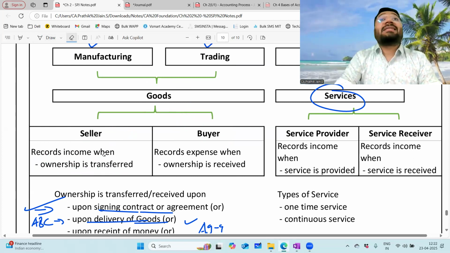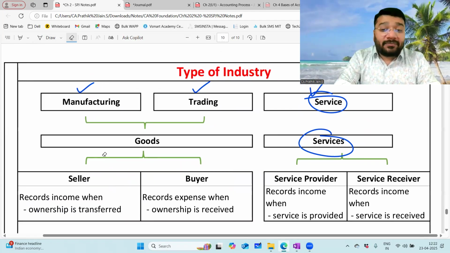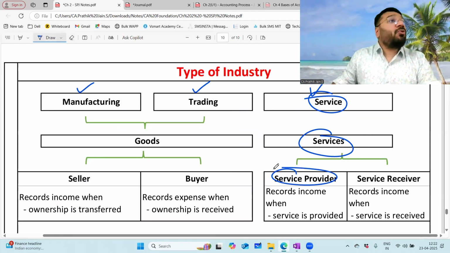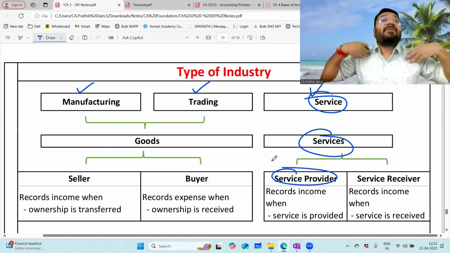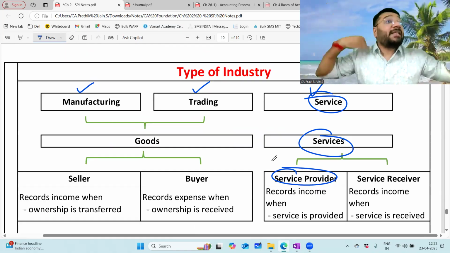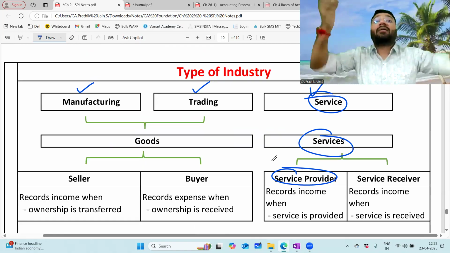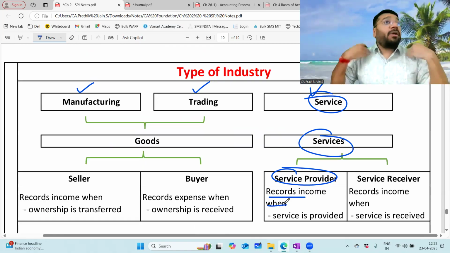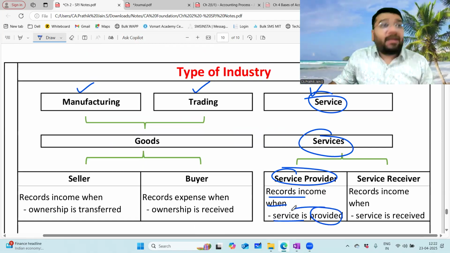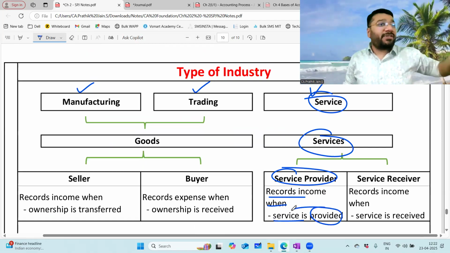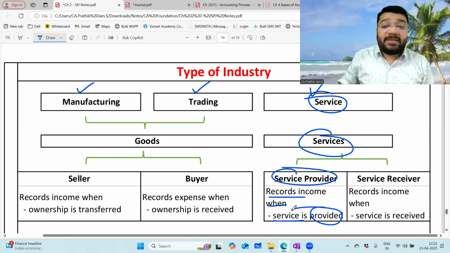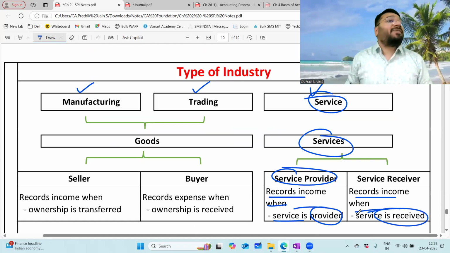Income is recorded when it is earned. In service business, when it is earned. A service provider is a person who provides the service. In our example, I'm a service provider. I'm providing the teaching service to you. So I'm a service provider, and you are the service receiver. I will record the income when the service is provided. When I complete providing the service to you, that time it is recorded as my income. When will you record your fees as expenses? When you receive the service.